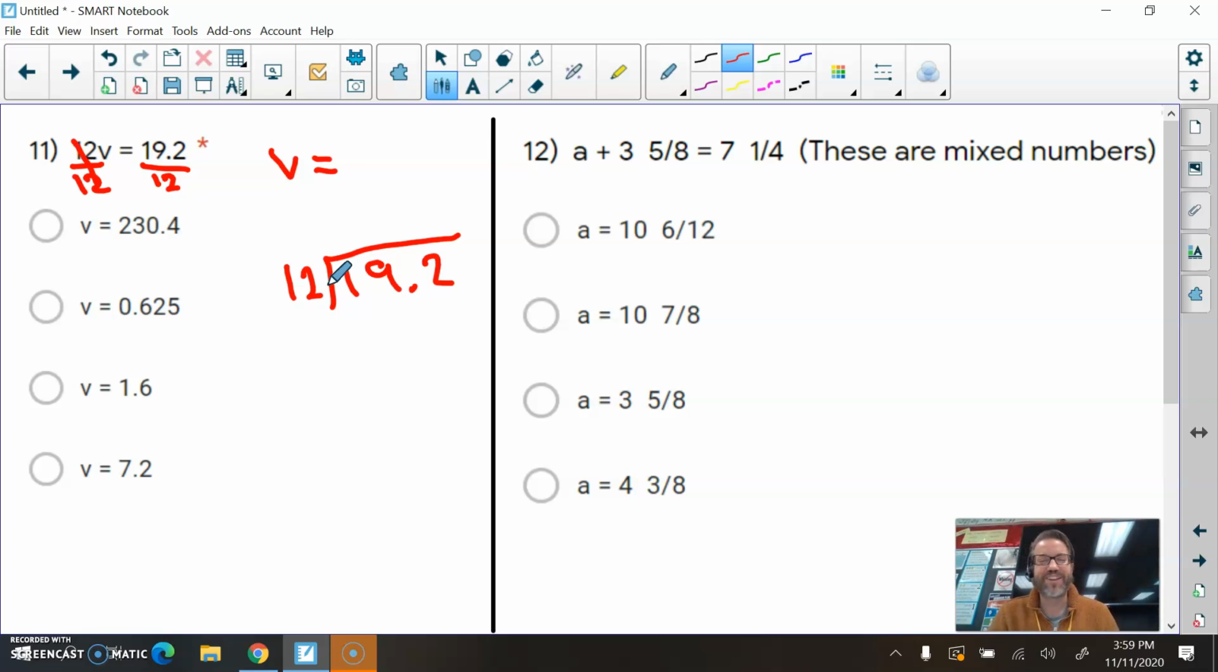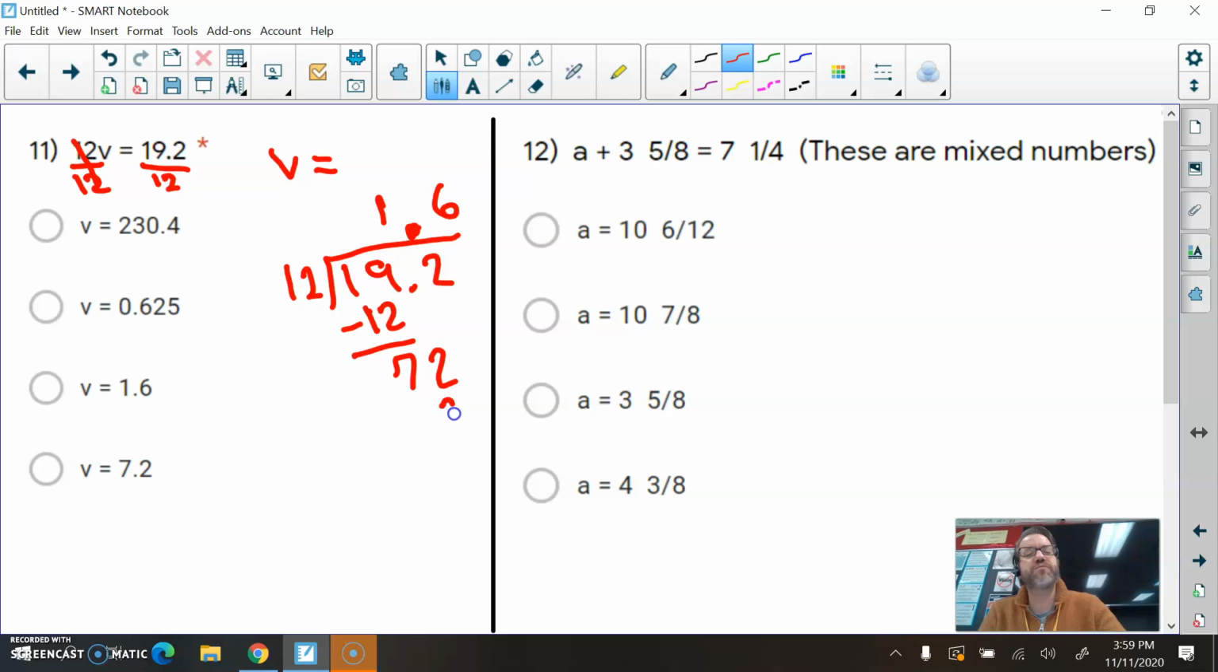How do you like that? All right, 19.2. We're going to divide by 12. Here's my decimal point. 12 will go into 19 once. We get a remainder of 7. Drop the 2 down. Did you notice I brought my decimal point up? Anyway, I have 72 now, and 12 goes into 72 6 times.